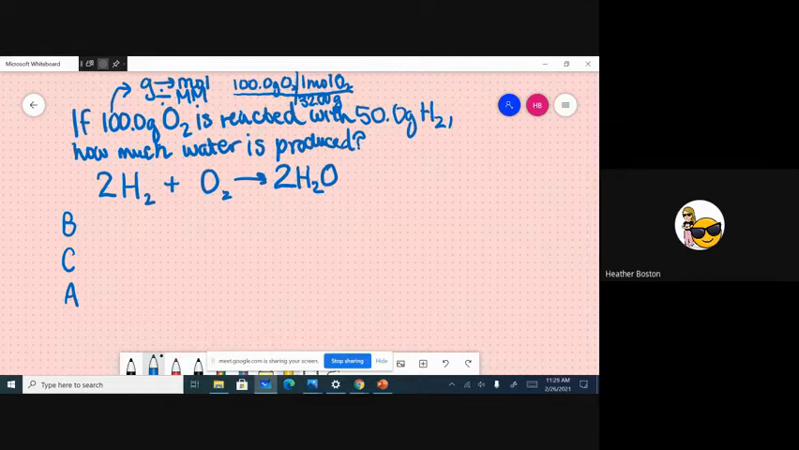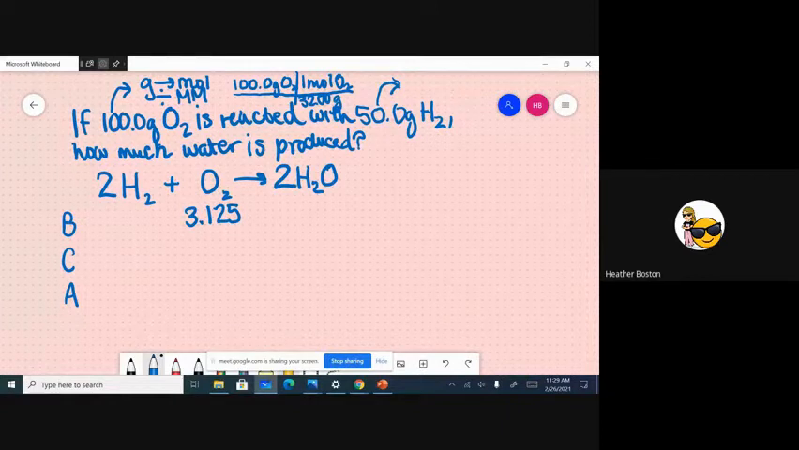So in my calculator, I'm dividing to change grams to moles, and I get 3.125 moles of oxygen. I'm not going to put moles in the BCA chart because it's going to get a little messy, and I know that in order to be in the BCA chart, my values all have to be in moles.